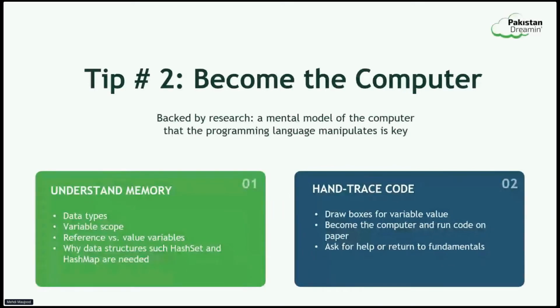Okay, so tip number 2, becoming the computer. There's two things that are very important here. We need to understand how memory works, what the different data types are. When we declare a variable, what is the scope of the variable? When is it created? When is it destroyed? Which variables are considered reference variables or pointers, and which variables are considered values?